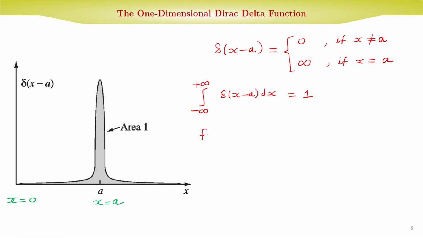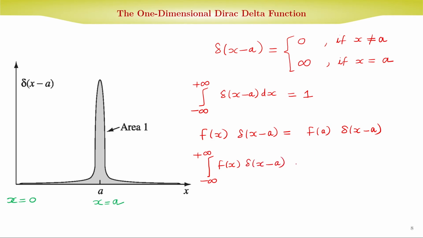And also, when we multiply a mathematical function f(x), other than a delta function, with a delta function, this will be equal to f(a) times delta(x minus a). And when we integrate the function within the domain minus infinity to plus infinity, this will be equal to f(a). This is how we define a one-dimensional Dirac delta function.